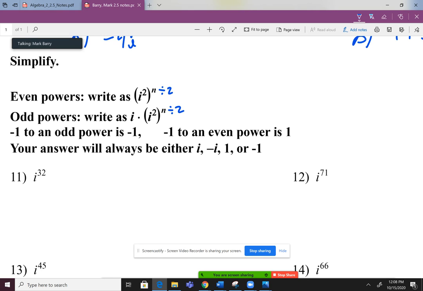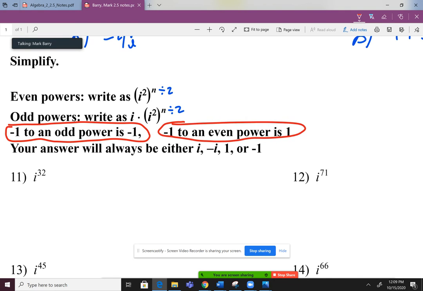That's going to help us because we know that i squared is negative 1. And then I have two key facts here, okay? And this is going to be important for us to know. Negative 1 to any odd power is still negative 1. So negative 1 to the third power stays as negative 1. Negative 1 to the fifth power stays as negative 1. Negative 1 to the 69th power stays as negative 1, okay?